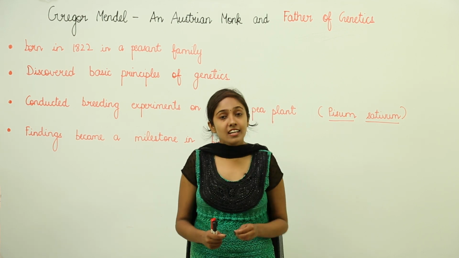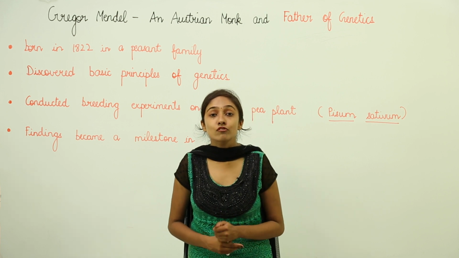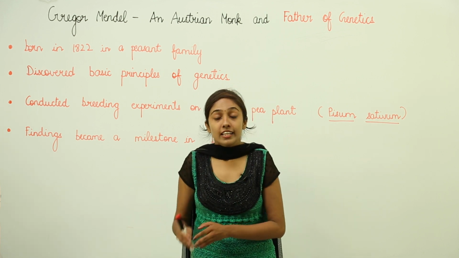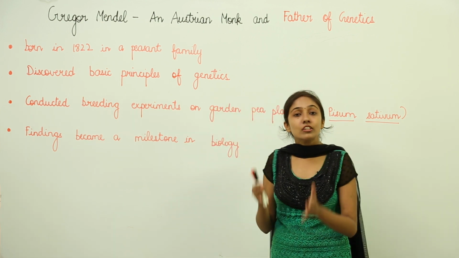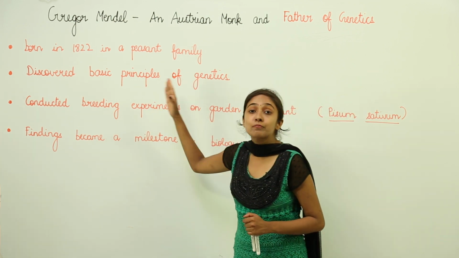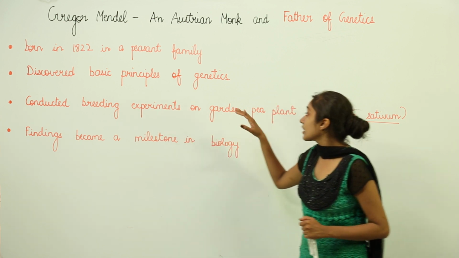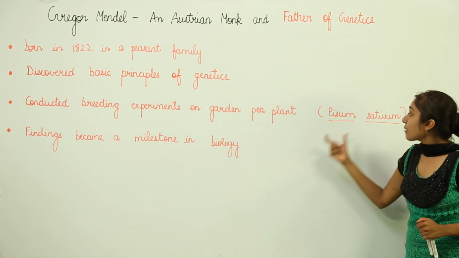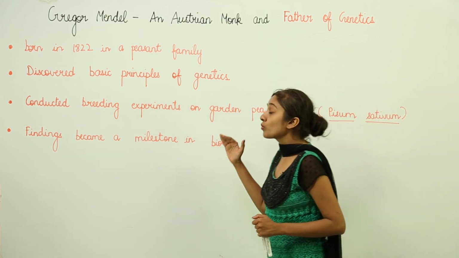So, the basic principles that lie behind the transmission of characters from parents to offspring, these foundations were laid by none other than the father of genetics, that is Gregor Mendel. He discovered the basic principles of genetics. He conducted breeding experiments on garden pea plants, which we call Pisum sativum, right? And his findings became a milestone in biology.